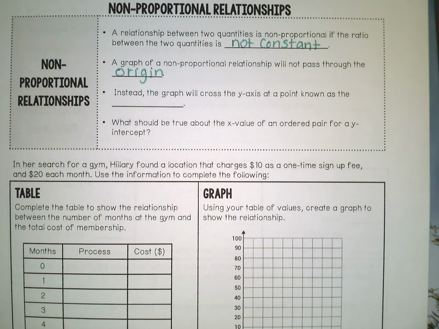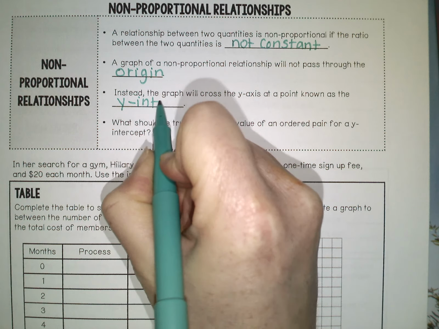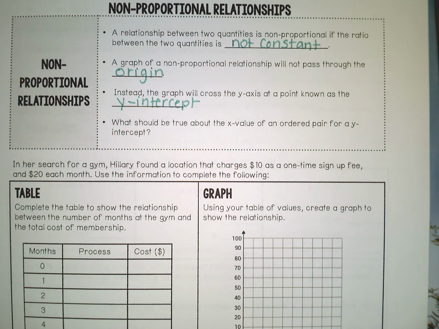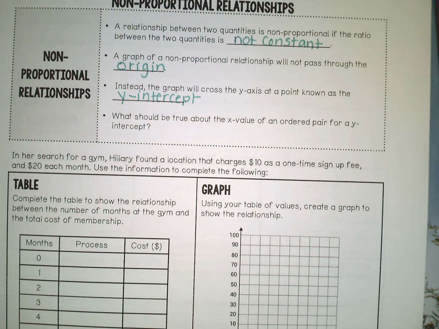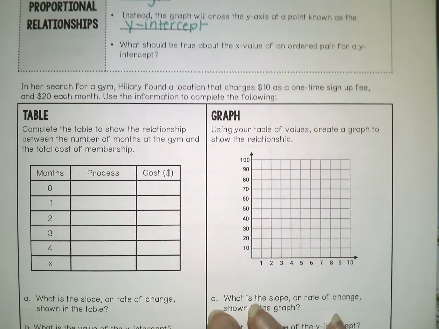A graph of a non-proportional relationship will not pass through the origin. We started to see a couple graphs like that this week. Instead, the graph will cross the y-axis at a point known as the y-intercept. So what should be true about the x value of an ordered pair for a y-intercept? We're going to take a look at this in a second. And I want you to take a look at this example.